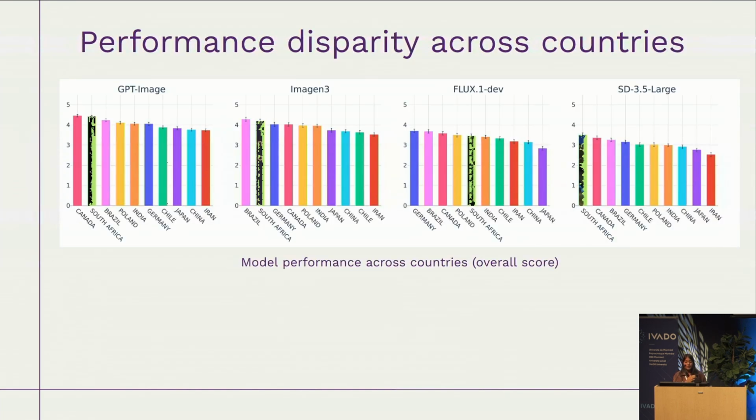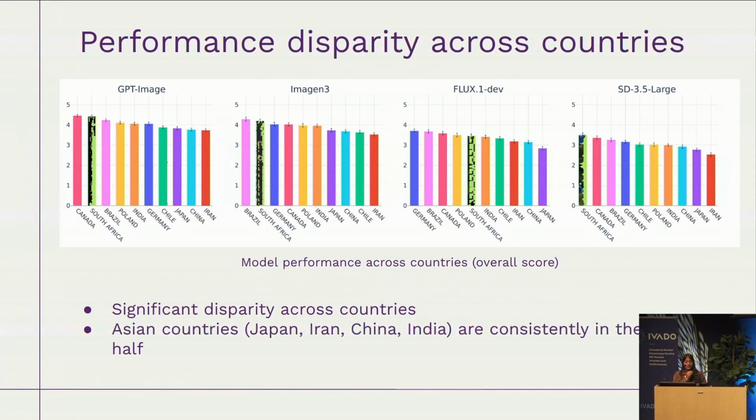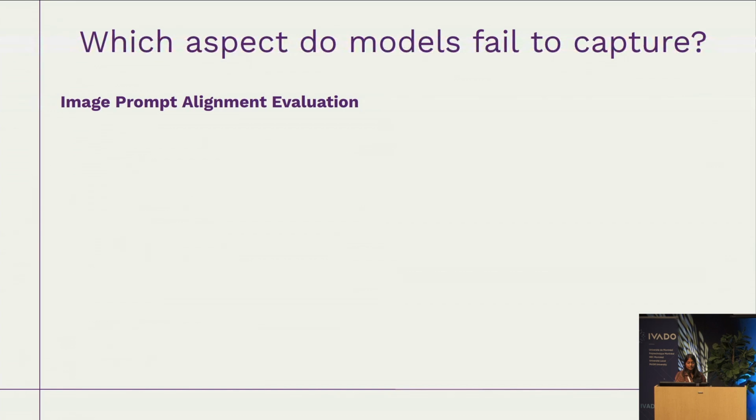And then we can compare the performance disparity of a given model across countries, right? We're showing the breakdown of performance across countries for each of the models. You see there is a good disparity across countries, so the models do not perform equally well across all the countries. Particularly, you see Asian countries, including Japan, Iran, China, India, are consistently in the bottom half for all of these models. That tells you what the weak points of these models are.